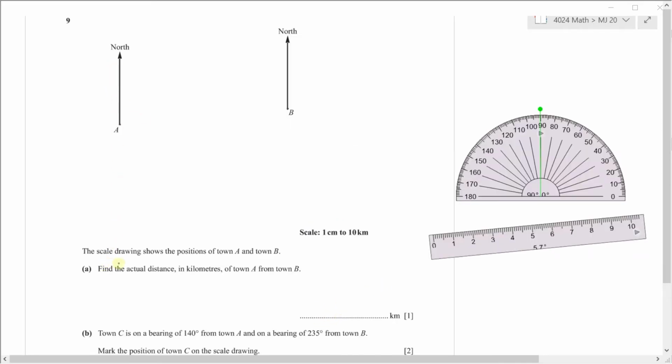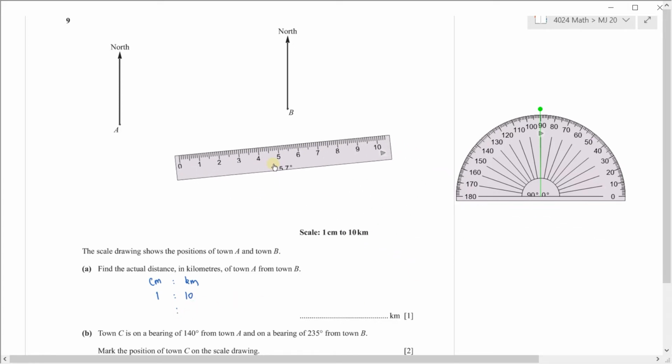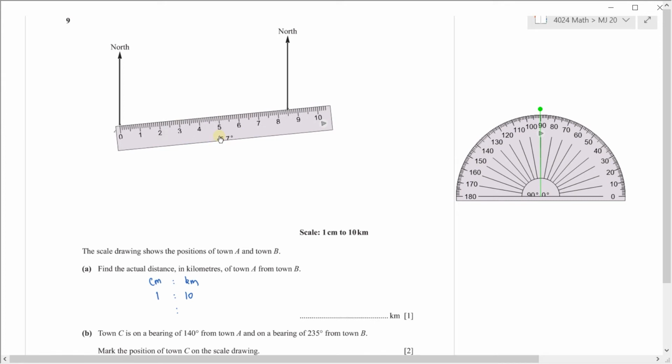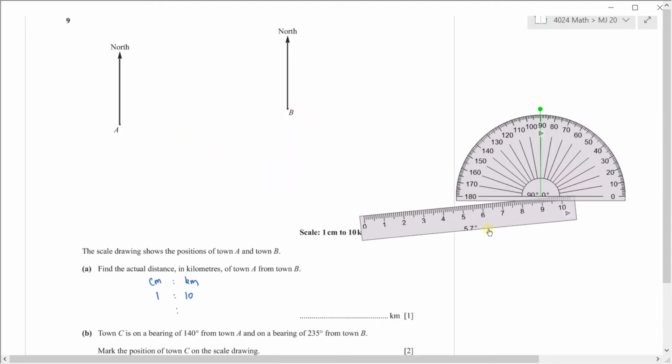Question number 9 is the scale drawing shows the positions of town A and town B. Your scale is 1 centimeter to 10 kilometers. Find the actual distance in kilometers of town A from town B. So you're given a scale of centimeters ratio kilometers. So 1 centimeter is 10 kilometers. And then we can measure the distance between these towns in centimeters. So if I use my ruler here, this is 8.5 centimeter, the distance in centimeters.